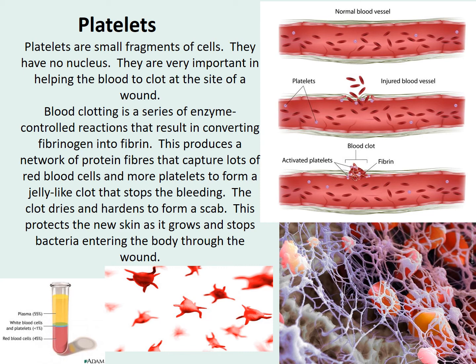Now, you don't need to worry about fibrinogen and fibrin, but it's basically that these two enzymes will control the chemical reactions, control the formation of a scab. What we do need to know though is the function is to clot the blood. We need to know that they are just fragments of cells, so their adaptations, they're just fragments of cells with no nucleus, and that they come together to form a jelly-like clot.